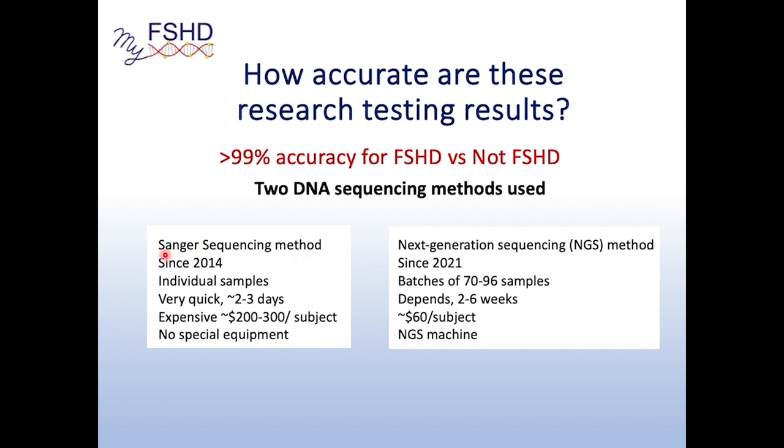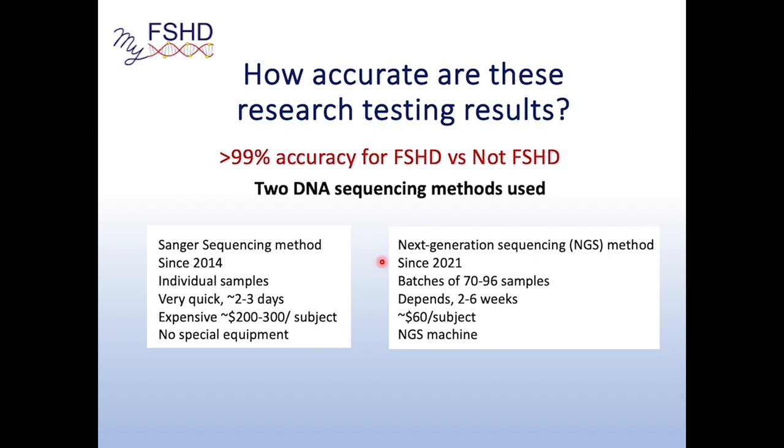But the two methods are the old school Sanger sequencing method, which was invented by Sanger, and we've been using this since 2014 when we started doing this technology on a research basis. We still use this today for individual samples. It's very quick. We can do this in 2 to 3 days. It is more expensive for us, so we tend not to do this, but occasionally if people have a doctor's appointment they want to bring their results to, if they're just really freaking out, or if we need to get some quick confirmation, we still do this. It doesn't require any special equipment, just a PCR machine and very standard stuff in any lab.